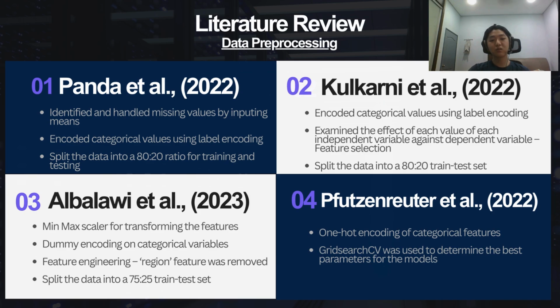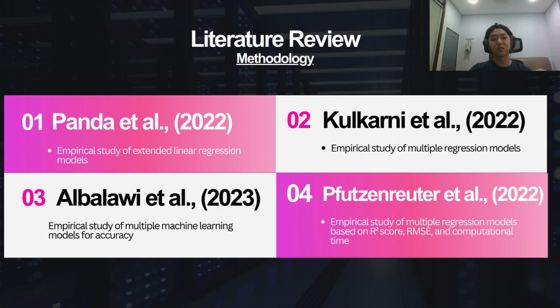Finally, sources 1 to 3 split their data into an 80-20 or 75-25 ratio for a regular train-test set, while Fulton Reuter used grid search CV to determine the best parameters for their models. For the methodology, Panda used an empirical study of extended linear regression models, while Albalawi used multiple machine learning models for accuracy. Meanwhile, Kulkarni used multiple regression models, while Fulton Reuter did the same based on R-squared score, root mean squared error, and computational time.